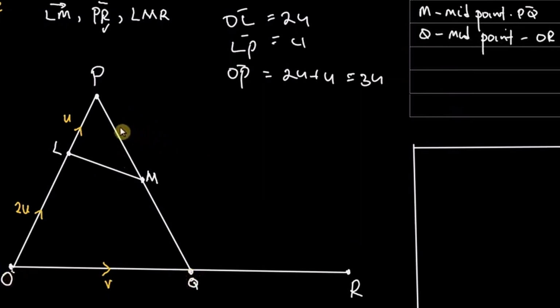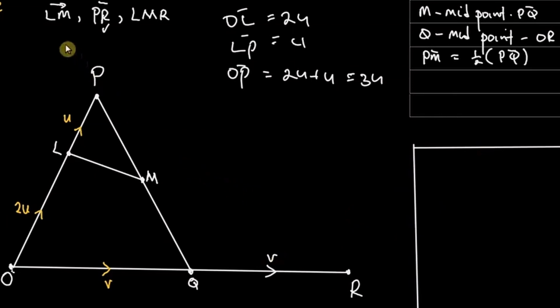So what we can deduce immediately is that if M is the midpoint of PQ, then PM is a half of the vector PQ. So let's write the vector P to M will be a half of the vector PQ. We can deduce similarly that if OQ is equal to QR, because Q is the midpoint, then if OQ is equal to v, then QR is also equal to v. So we could just insert that here. Vector QR is equal to v.